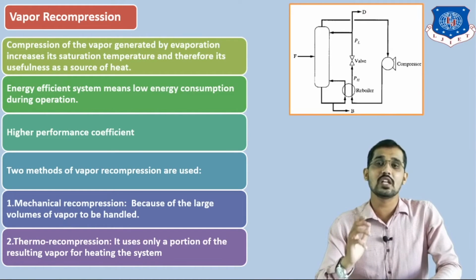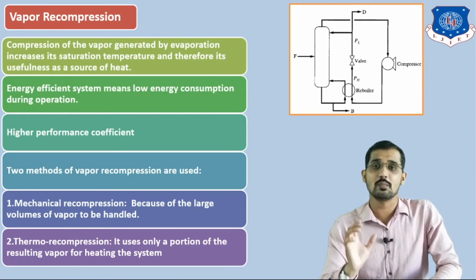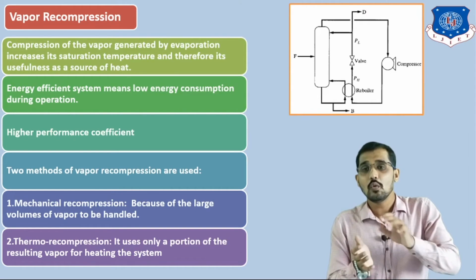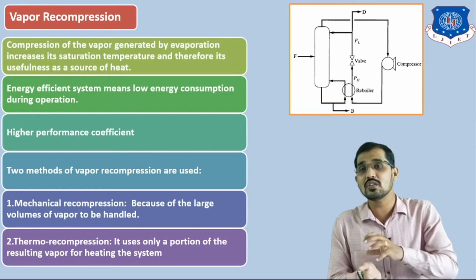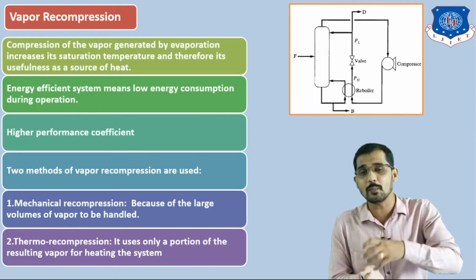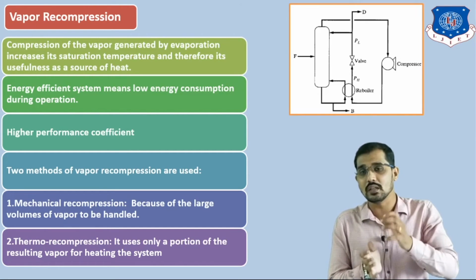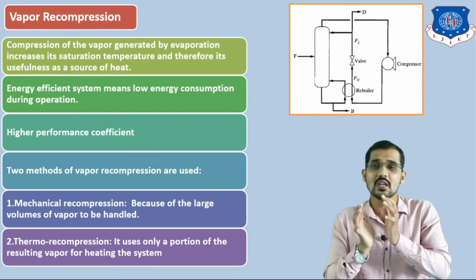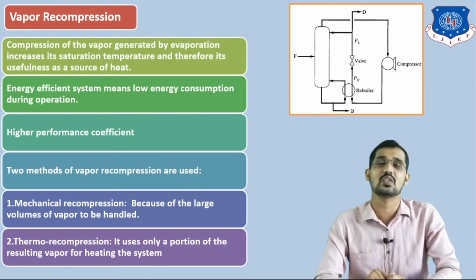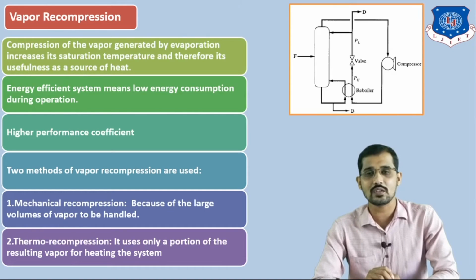And the second one is thermo-recompression. Thermo-recompression means we are using only part of the vapors. We are not using the whole of the vapors coming from the top section. In this method we use only some part of the vapors as the heating source. So these are the important points of vapor compression. Now we will see the next concept of process integration in a distillation column, that is reboiler flashing.